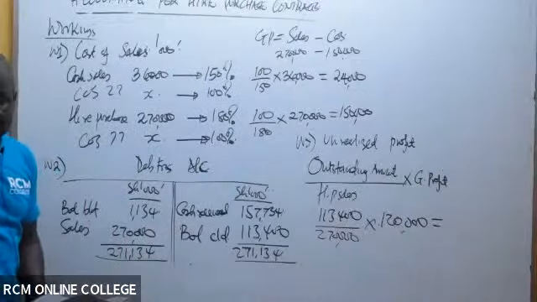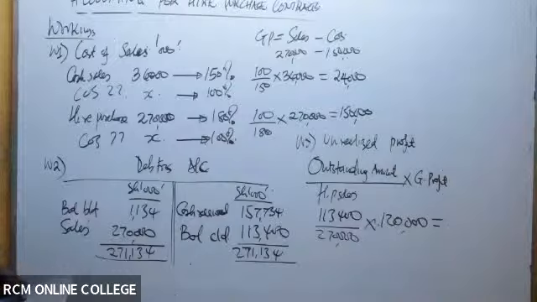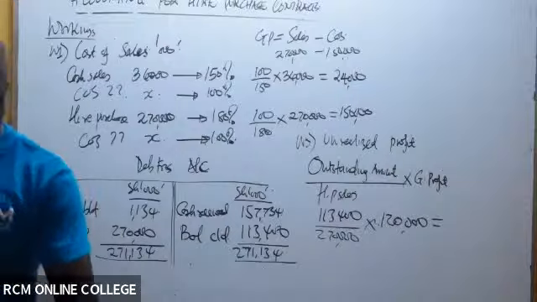So what is the unrealized profit? What is the URP when you do the computation? What is the unrealized profit when you do the computation there?